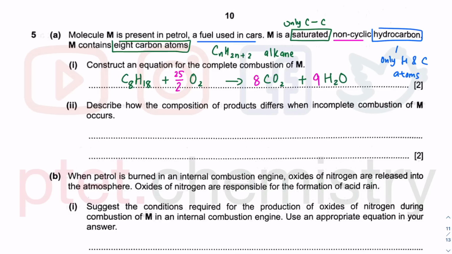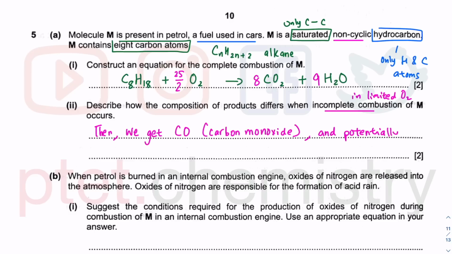Describe how the composition of products differs when incomplete combustion occurs. It doesn't ask you why incomplete combustion, but basically this is in limited oxygen supply. When you don't have enough oxygen, we get carbon monoxide from incomplete combustion, but we also still produce water, and also potentially harmful carbon particulates. So these are carbon soot or carbon particulates. They are basically just fine particles of carbon solid.